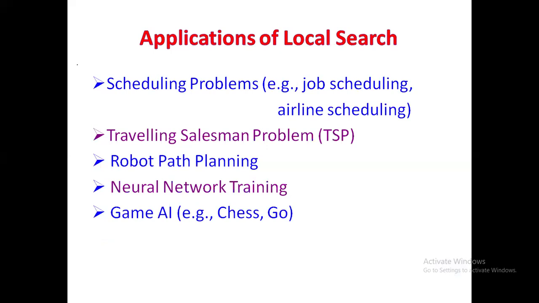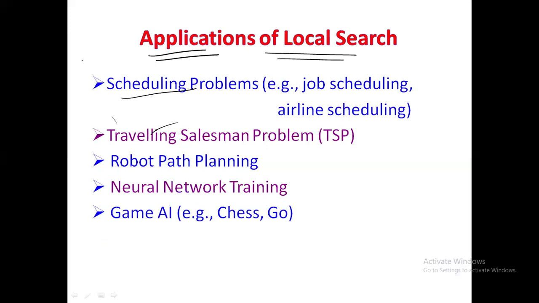Next, applications. These are the applications of local search. Local search algorithms are widely used in optimization and artificial intelligence due to their efficiency in solving complex problems where an optimal or near optimal solution needs to be found. And these are some of the applications of local search algorithms.